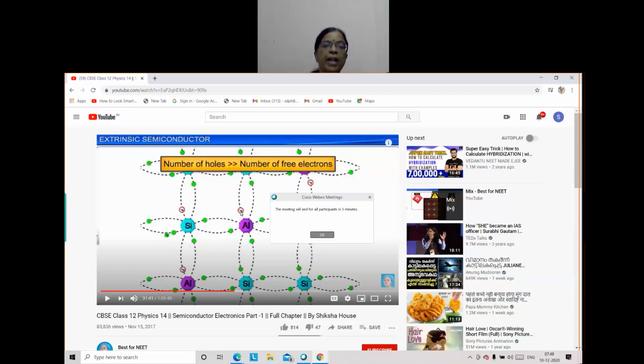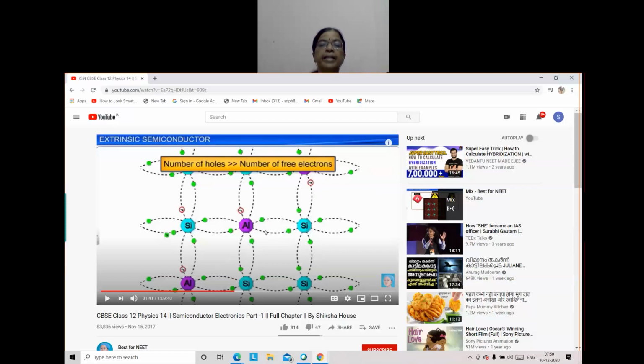So when 1 aluminium atom is added, 1 hole is created. If 3 atoms are added, 3 holes are created. Depending upon the impurity atoms added, that much number of holes will be generated. If 3 atoms are added, 3 holes are created, 3 holes in excess of the intrinsic semiconductor. In an intrinsic semiconductor, we know both numbers are equal. Number of holes equals number of electrons.